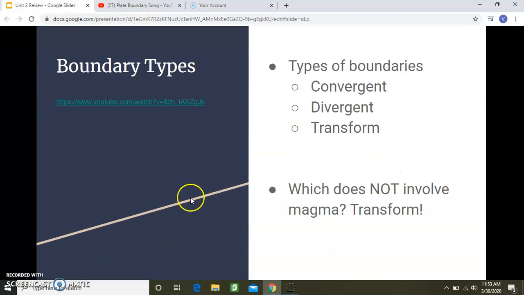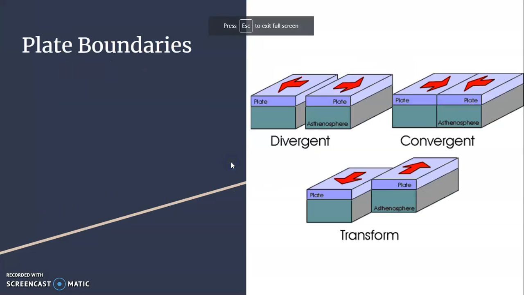All right, so back to our presentation. So convergent boundaries, here's a picture. Convergent boundaries are boundaries that come together. Divergent boundaries are plate boundaries that separate, and transform boundaries are boundaries that slide past each other. Now, when these plates push up against each other or separate or slide past each other, things happen, right?